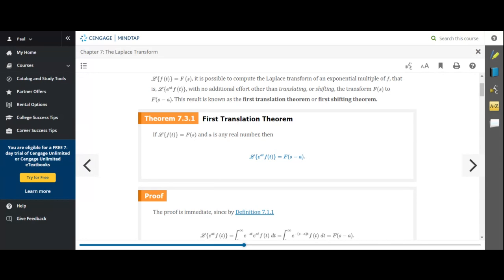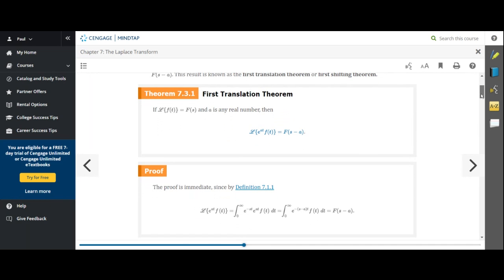So this is section 6.3. What you're seeing here is a new theorem called the first translation theorem. What this says is that if you take the Laplace transform of e to the at times f of t, so your new function is e to the at times f of t, that's going to equal the Laplace transform of the function f at s minus a.